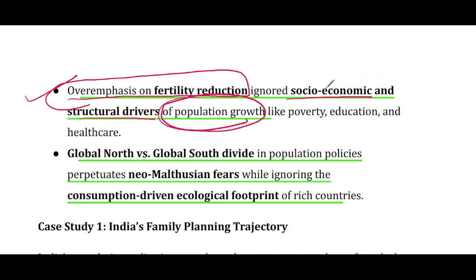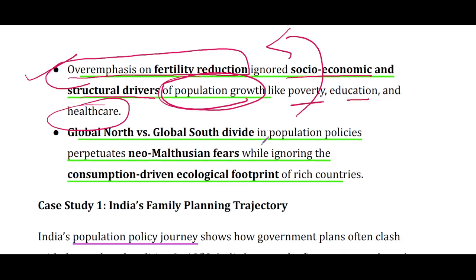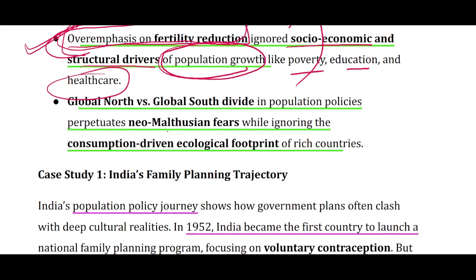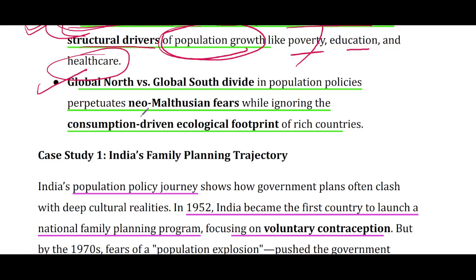So अगर डायरेक्ट जो रूट है उसको अगर देखा जाए तो it is the poverty, the lack of education, the absence of healthcare which drive high fertility. So if these roots are catered to, then such structural parameters on reduction of fertility may not be resorted to. Then the third limitation, the global north versus global south divide in population policies.